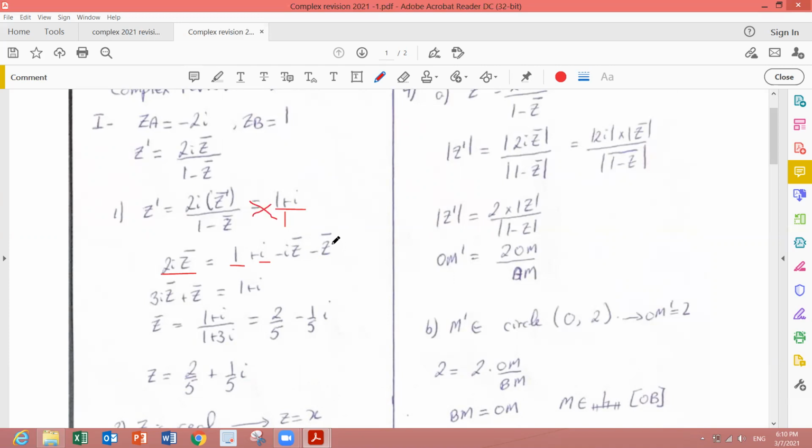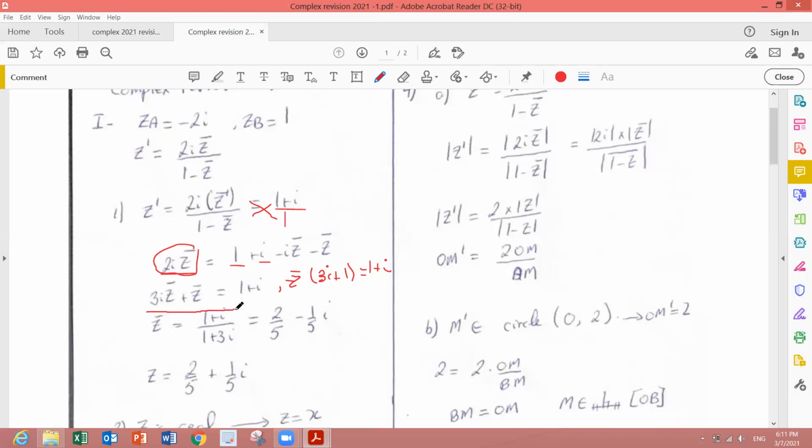Then I bring the unknown Z bar to one side. 2i Z bar, minus i Z bar becomes plus i Z bar on the left side, so we get 3i Z bar, and minus Z bar becomes plus Z bar, equal to 1 plus i. First, I take Z bar common: Z bar times (3i plus 1) equals 1 plus i. So Z bar equals 1 plus i over 1 plus 3i.